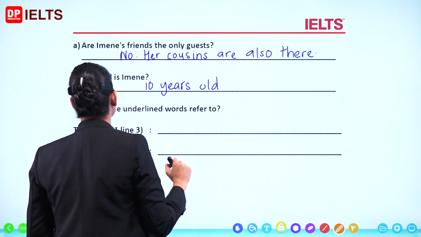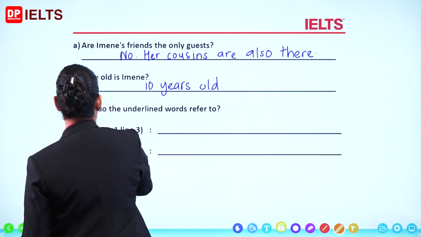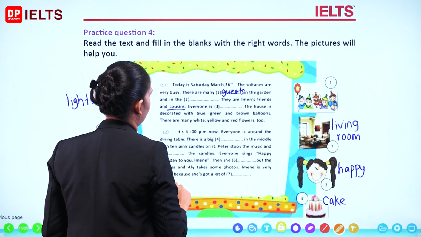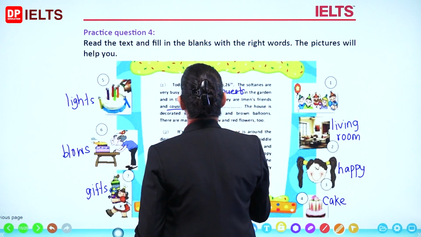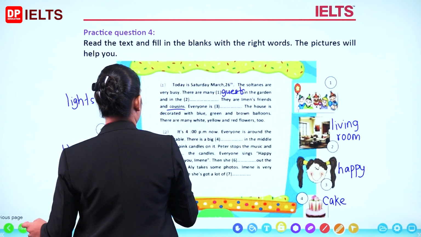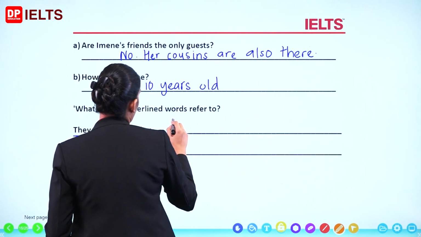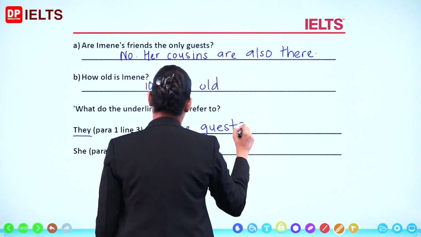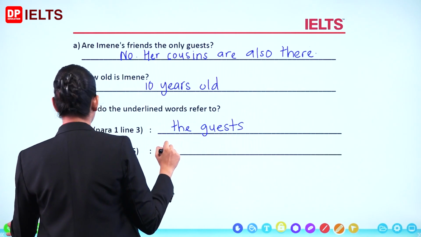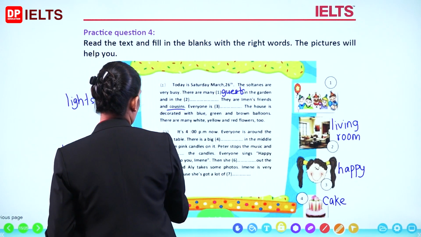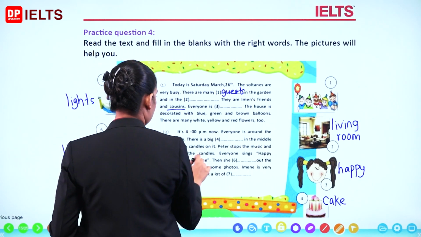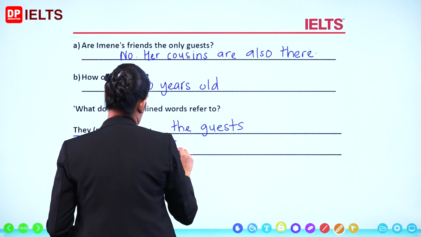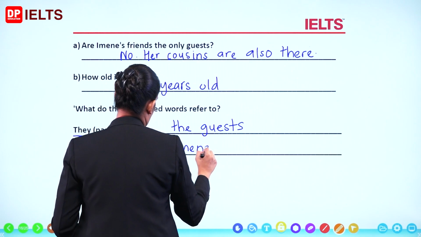What do the underlined words refer to? They. Para 1, line 3. They are Imen's friends. They means the guests. Okay? The guests. Then she, para 2, line 5. 1, 2, 3, 4, 5. Then she blows out. She means Imen. Right?